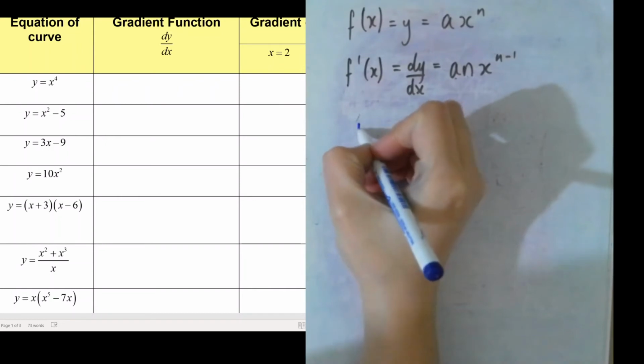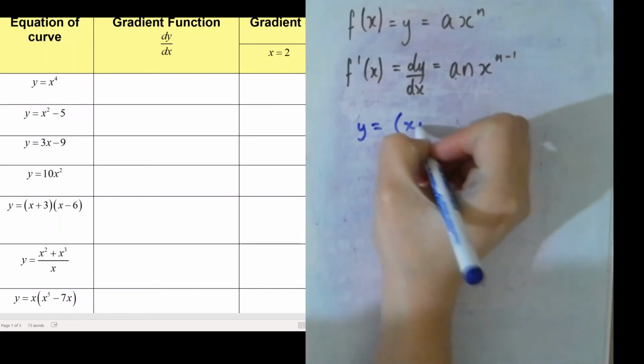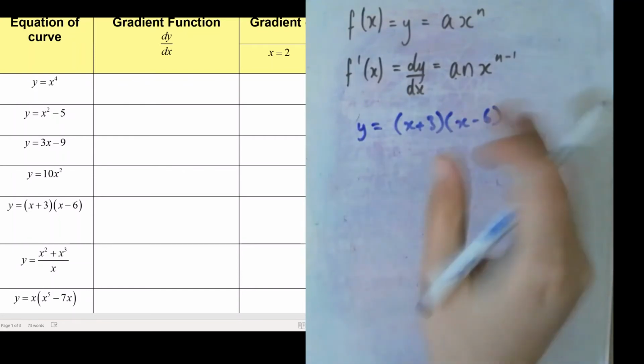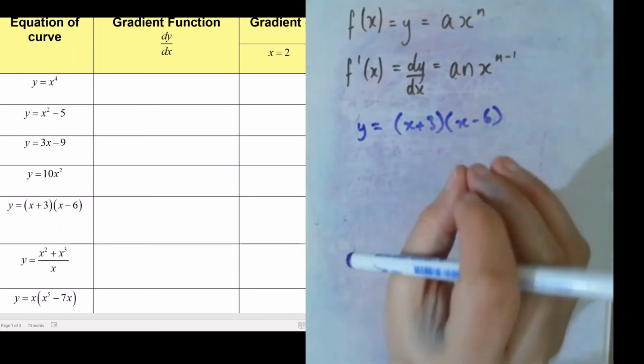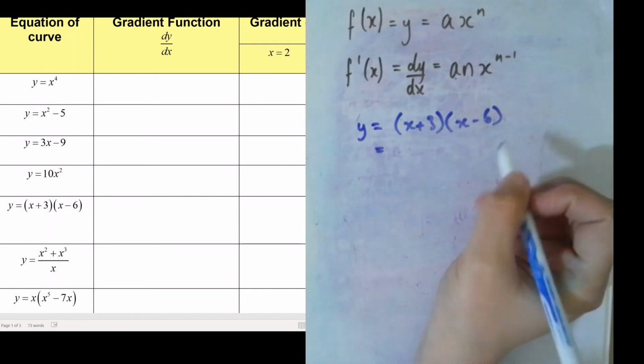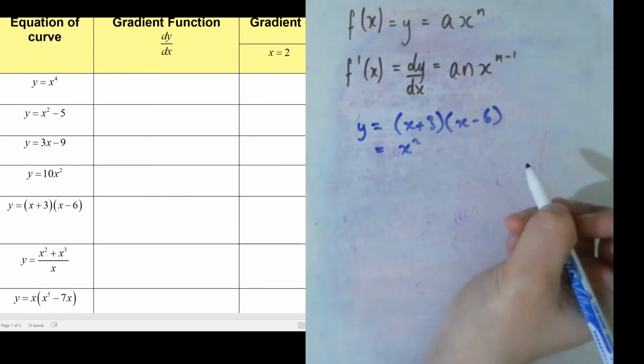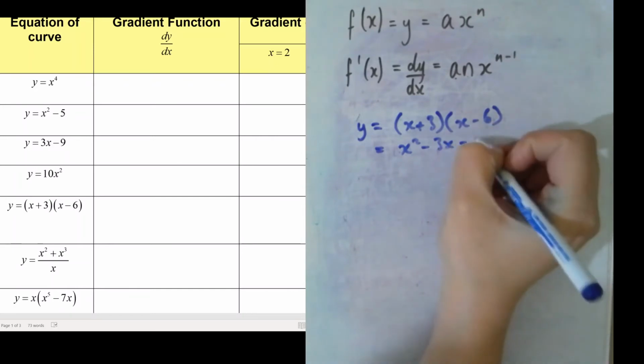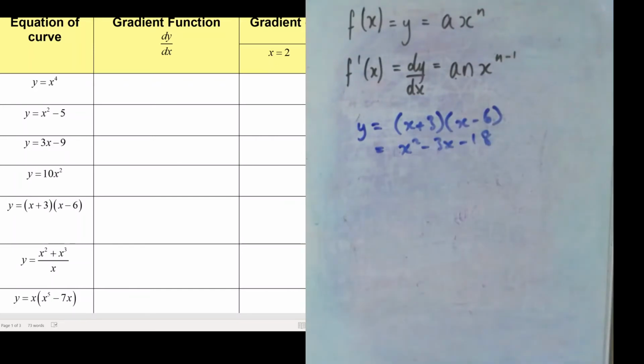Okay, so next one. I've got (x plus 3)(x minus 6). I don't have separate terms, so the first thing I need to do is just expand the brackets. So if I expand these brackets, I should have x squared, take away 3x, take away 18.